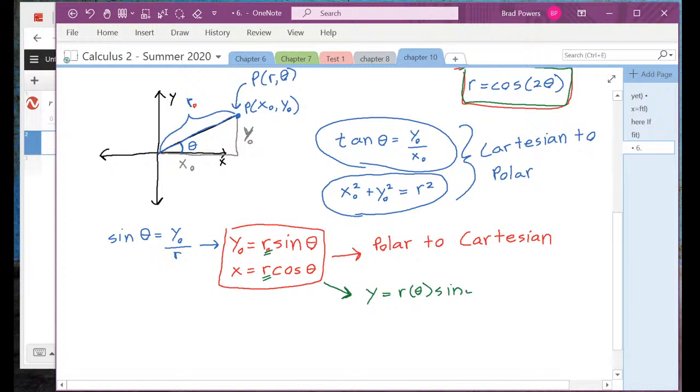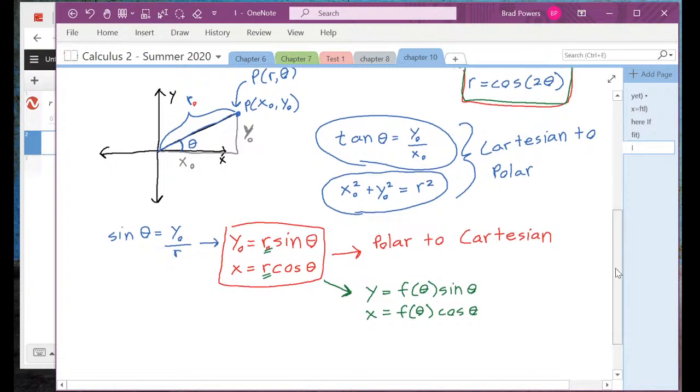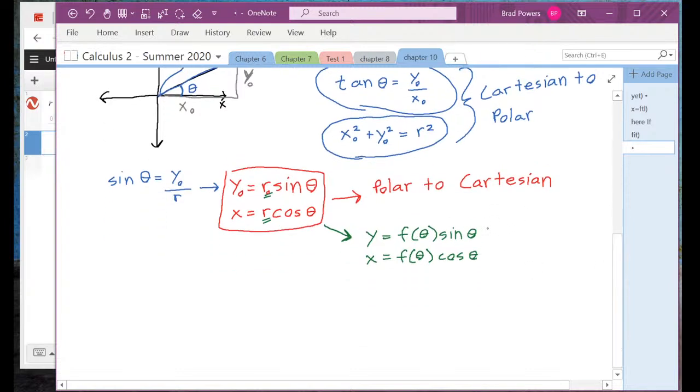sine theta, or not r of theta, I'm sorry, f of theta. Y equals, instead of r, f of theta sine theta, and x is, instead of r, f of theta cosine theta. Now we have parametric equations. X and y are both in terms of only theta.